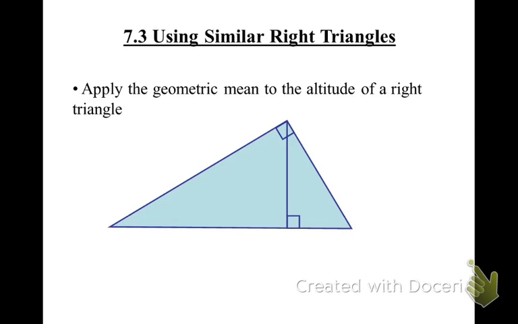All right, section 7.3 is similar right triangles. And in this picture, as you can see, we started with a right triangle. That's the huge triangle. And when we draw the altitude to the right triangle, what happens is we get three triangles, and all of them are similar by angle-angle similarity. And because they're all similar by angle-angle similarity, they have sides in proportion.